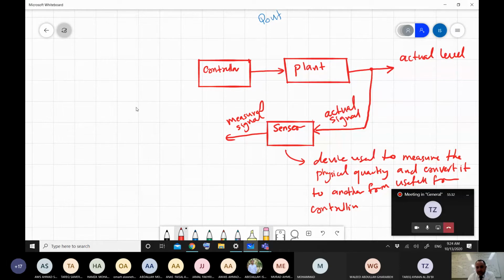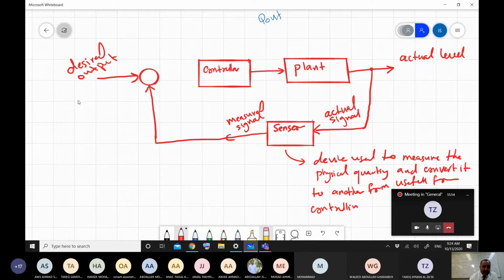Then I need to compare the measured signal with the desired output, or command signal, or reference. And comparing this means that I need to subtract in order to generate an error signal. And this is the error signal, E of t.